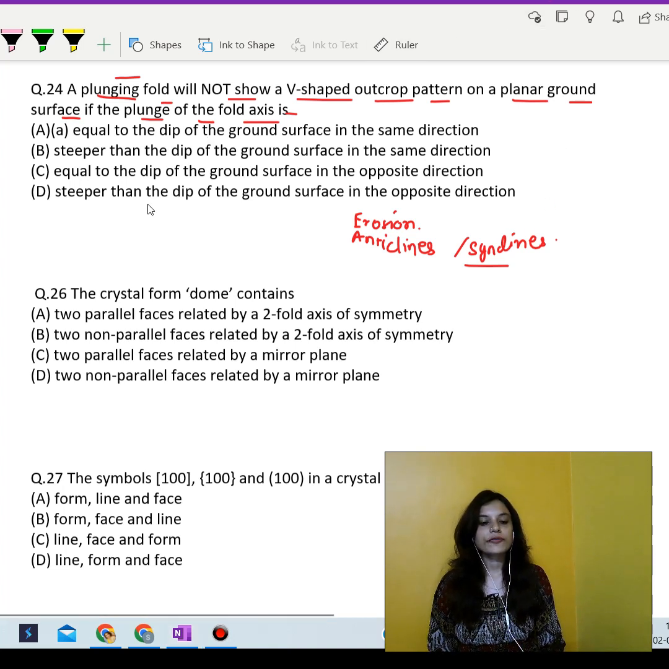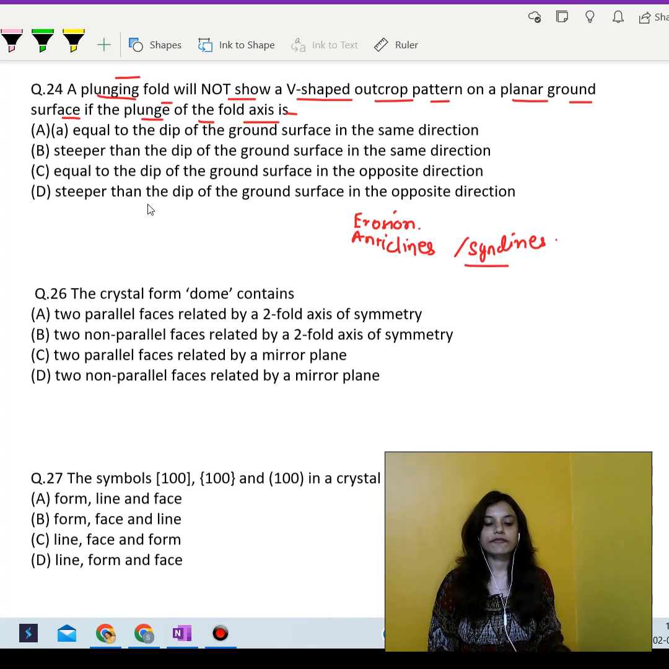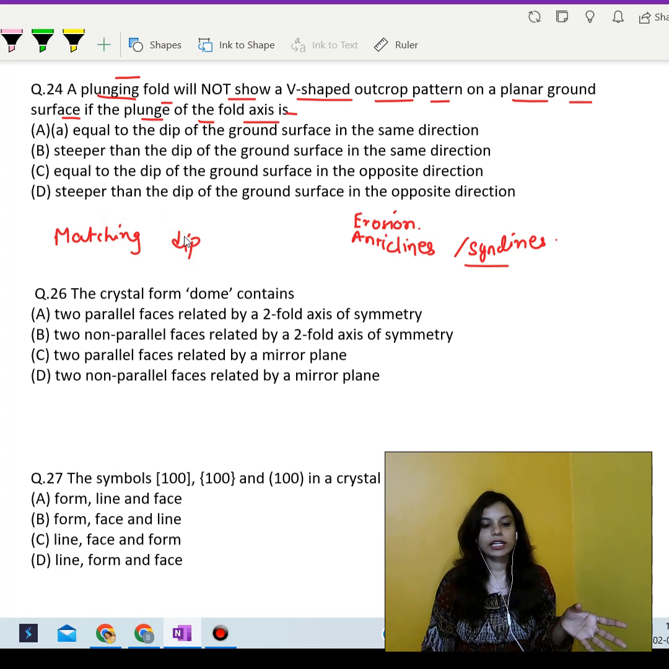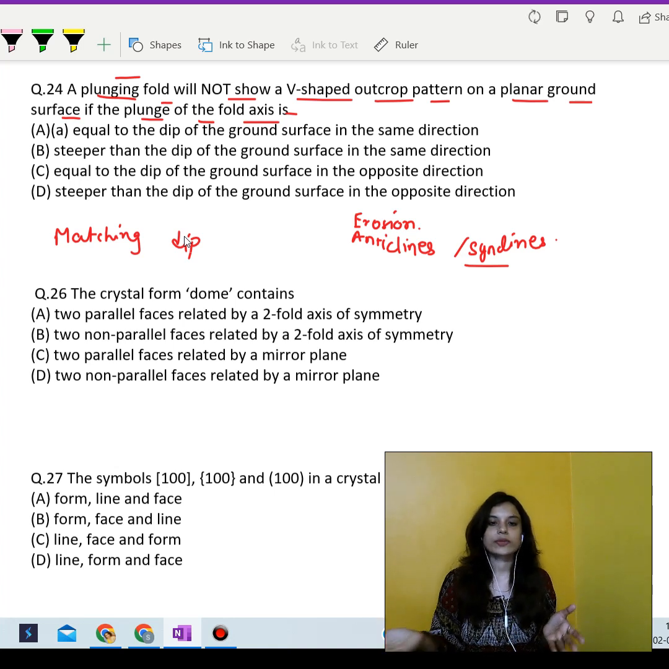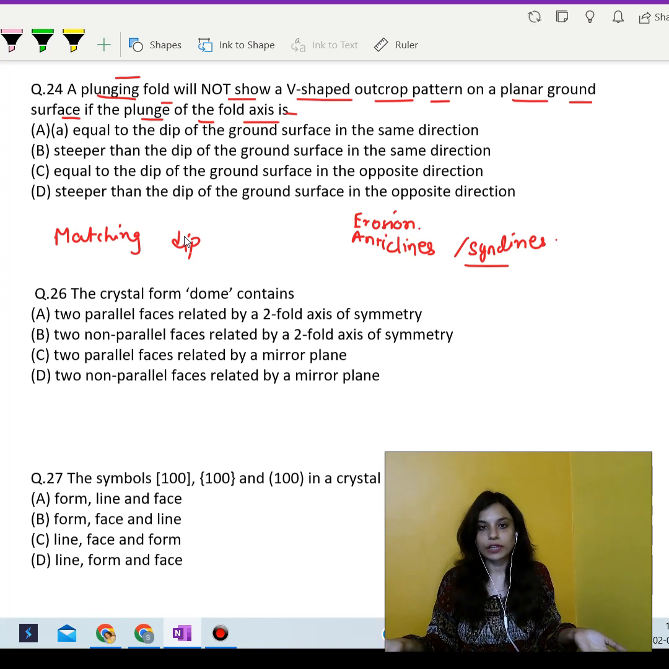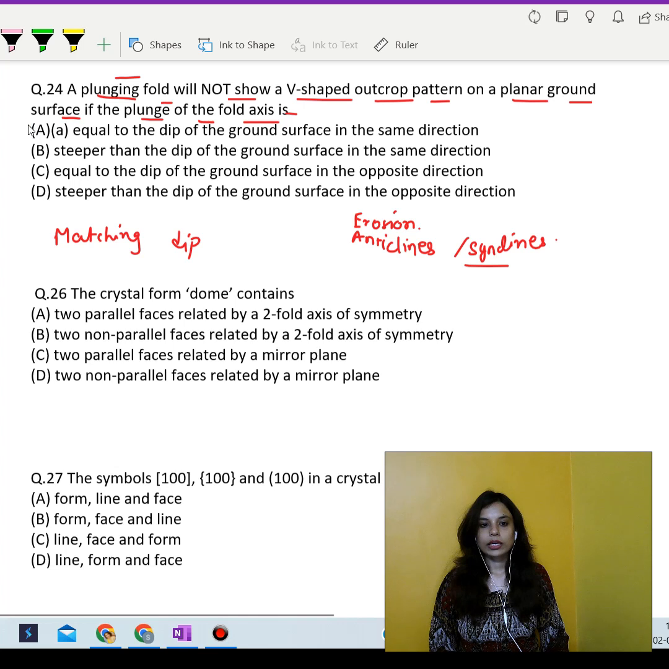Now, what are the conditions for not showing a V-shaped pattern? Matching dips can be one reason. Okay. Now, when the plunge angle of the fold axis matches the dip angle of the ground surface in the same direction, then the exposed layers will appear parallel to the ground slope, negating the V shape. Okay, imagine walking along the slope. The exposed layers would just seem to dip further with no obvious V shape change, right? So yeah, your answer would be A, which means equal to the dip of the ground surface in the same direction. Okay, that's your correct answer.